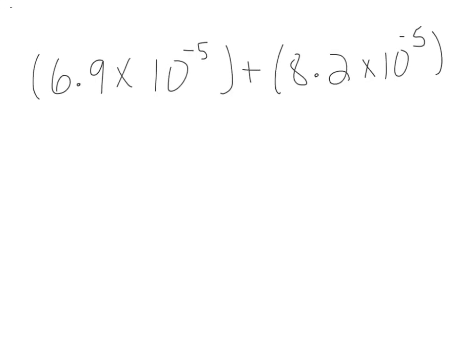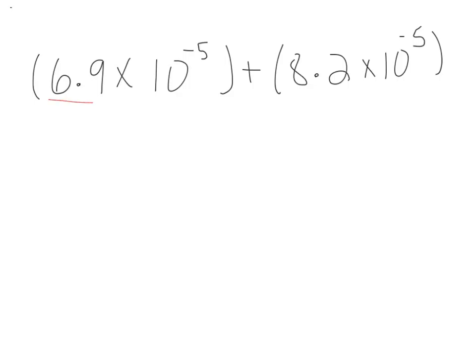The next problem is 6 and 9 tenths times 10 to the negative fifth plus 8 and 2 tenths times 10 to the negative fifth. Now, first thing I want to do is identify what operation I am doing. I am doing addition, so I know that I need to look at my exponents. Are my exponents the same? Yes, they are both negative 5. So I know that I can go ahead and proceed.